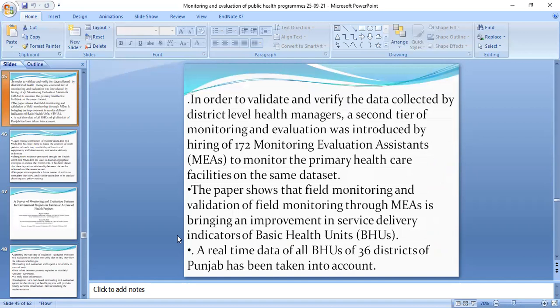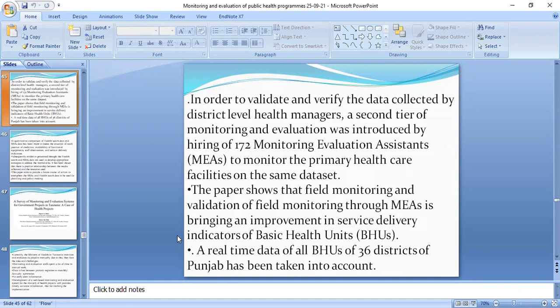It provides real-time data about availability of health facility staff, medicines, and functional equipment, and improvement in service delivery indicators are being captured and reflected on a dashboard managed by the Punjab Information Technology Board. In order to validate and verify the data collected by the district level health managers, a second tier of monitoring and evaluation was introduced by hiring 172 monitoring evaluation assistants, called MEAs, to monitor the primary health care facilities on the same dataset. The paper shows that field monitoring and validation of field monitoring through MEAs is bringing an improvement in service delivery indicators of basic health units.